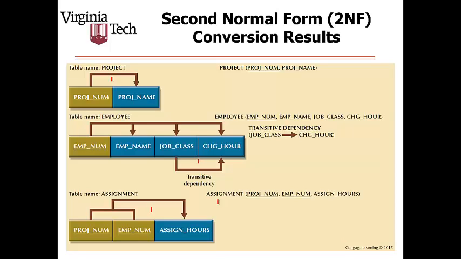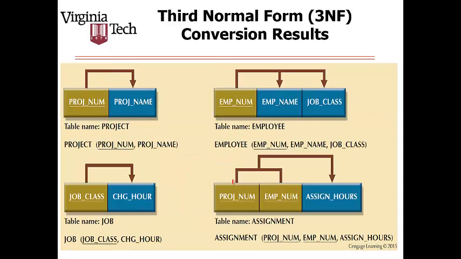Well, our transitive dependency, you'll recall, was where the only thing you needed to know the charge per hour for a particular job class was the job class. It's not dependent upon the key of employee. The charge hour is not determined by the employee num, it's determined by the job class. So what we do is we decompose so that we have a new table job with job class as the key and charge hour as the only attribute.